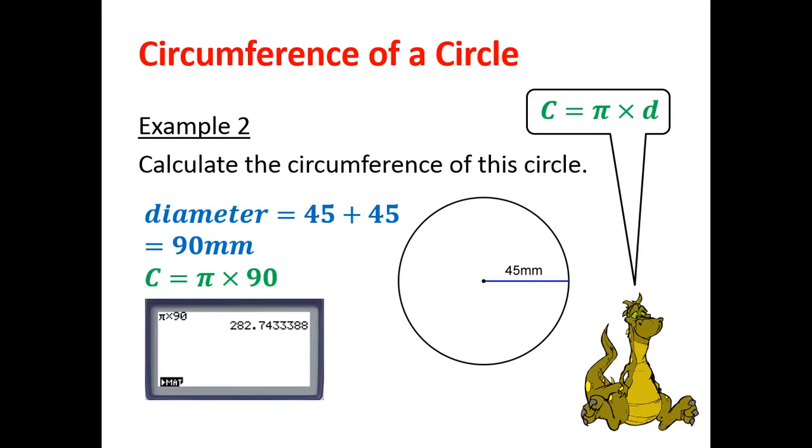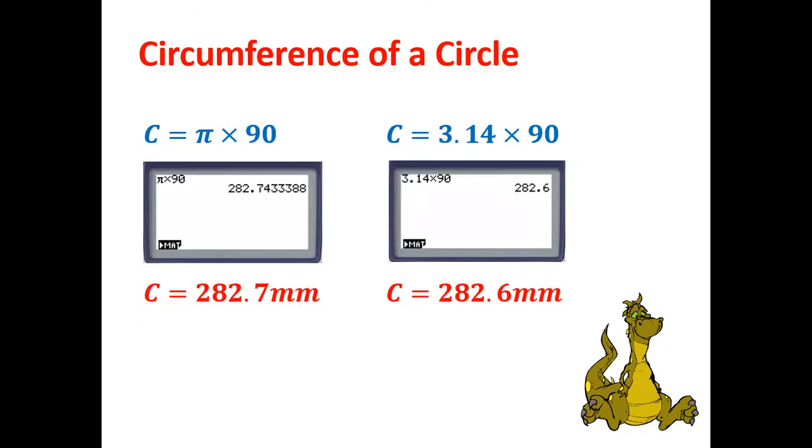So let's grab our calculator and go pi times 90 and get 282.74333888, and let's round our answer sensibly to 282.7 millimetres to one decimal place. Again, if you used the pi button on your calculator, you would have got 282.7, but if you chose to use pi as 3.14, you would have got 282.6. But again, both of these answers are acceptable in year 10.